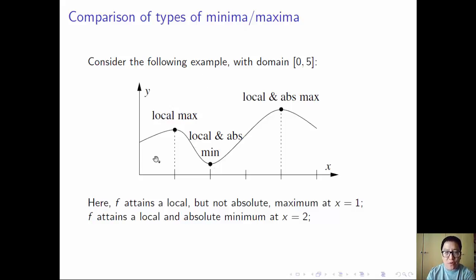This is as low as you can go, no matter where you go, whether you stay close or you go far away. And f attains a local and absolute maximum at x equals 4. Again, this is the highest possible y value for y equals f(x), whether you stay close to x equals 4 or go far away.